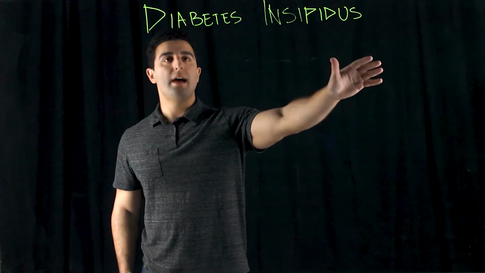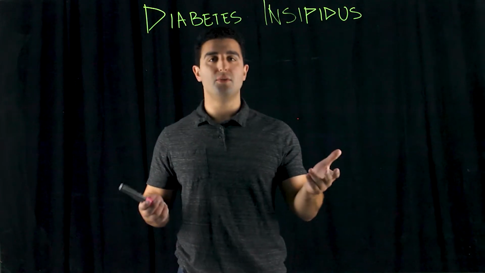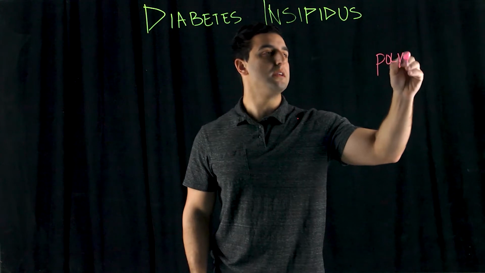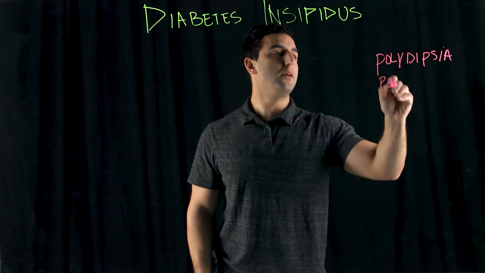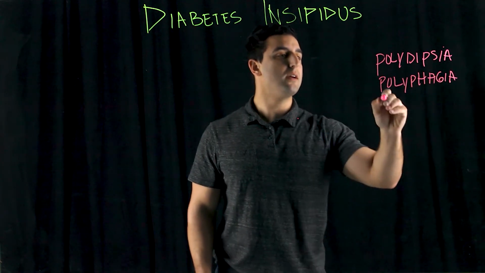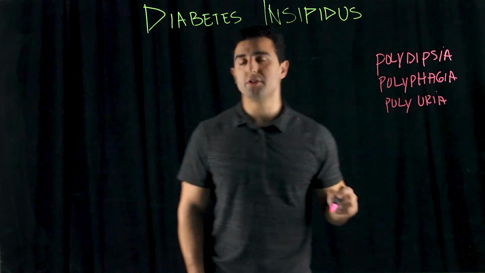So now we're going to look at diabetes insipidus. Just like before with diabetes, the common symptoms are polydipsia, which is excessive thirst; polyphagia, which is excessive hunger; and polyuria, excessive urination.